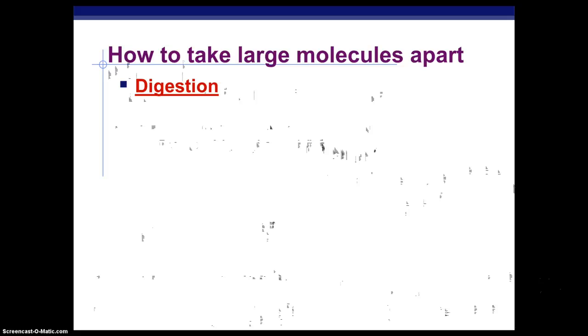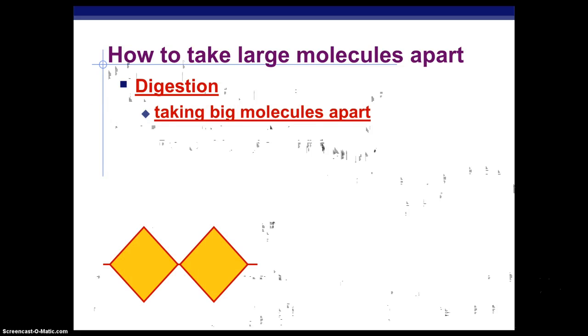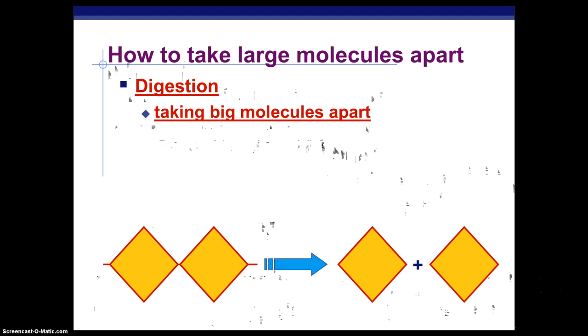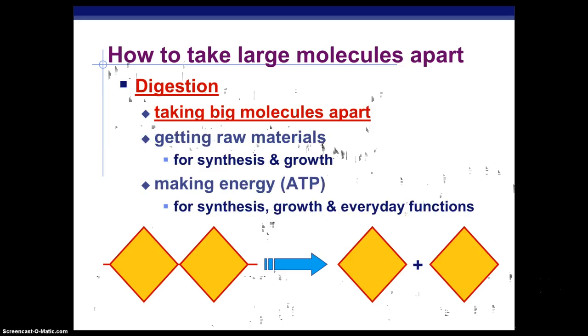On the other hand, if we wanted to take these molecules apart, it's called digestion. So we take our polymer and break it back into its monomer subunits. And this is a super important process because this is how we can get energy out of these molecules, or ATP.